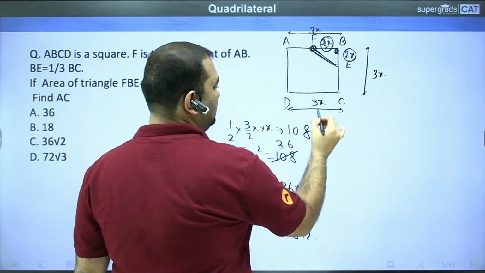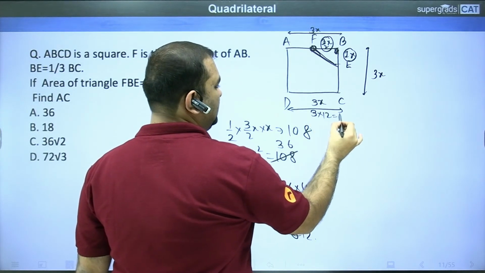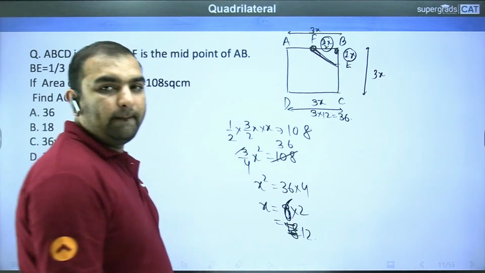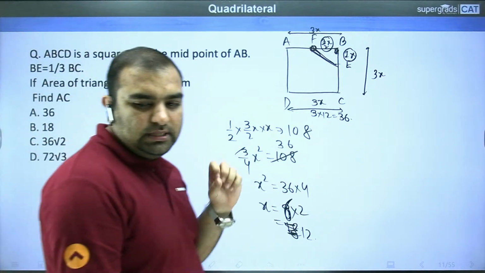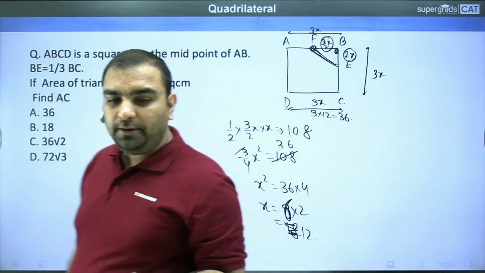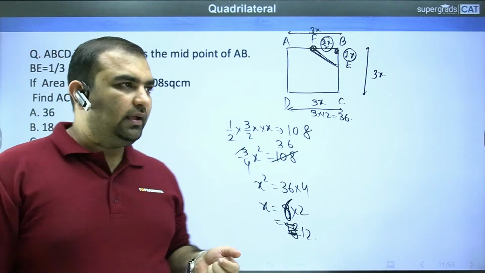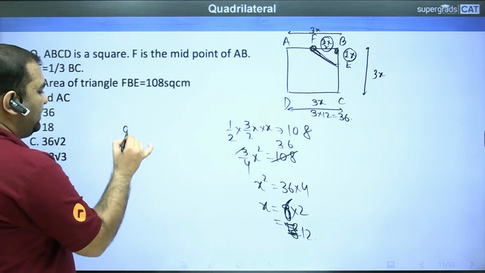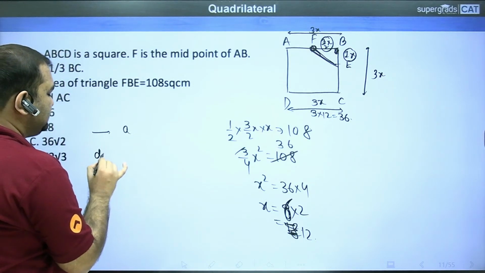What is the side of the square then? 3x, 36. 36 is the side of the square. अगर किसी स्क्वायर की साइड पता है, then what is the diagonal? If the side of square is a, then diagonal is a root 2.